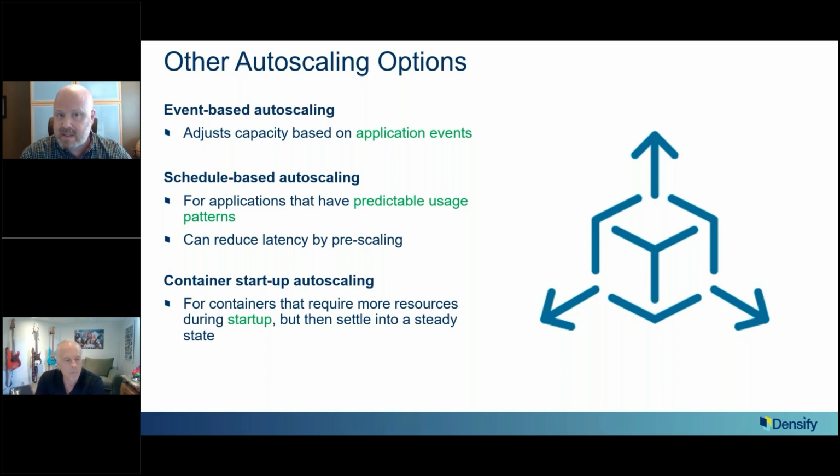Another option is schedule-based autoscaling. If you have very predictable usage patterns for your application, let's say it always sees a spike in use on the same day of the week, or perhaps at the same time of day, every lunch you see a spike in demand, you can autoscale based on a schedule. One of the advantages of doing that is that if you know lunchtime is when you typically see a spike, you can start scaling prior to that, because there is some latency involved in adding pods and adding nodes to a cluster. So schedule-based autoscaling allows you to pre-scale and therefore avoid that latency.